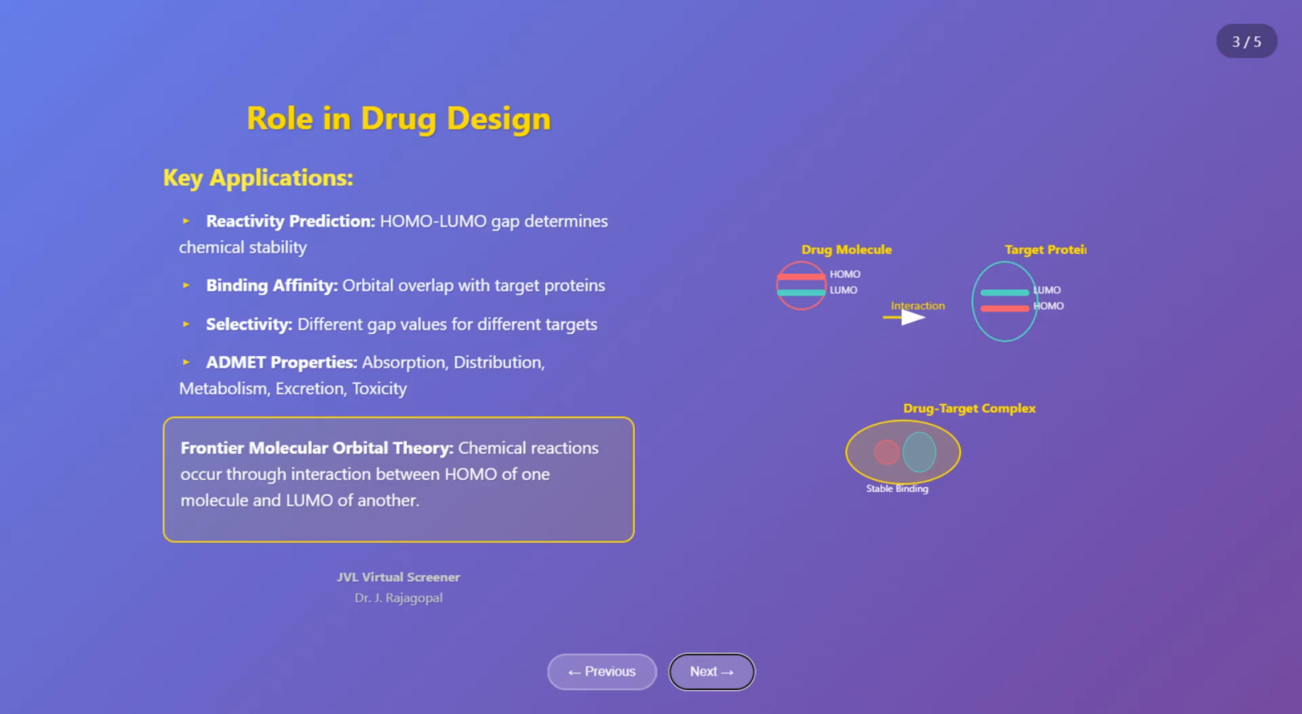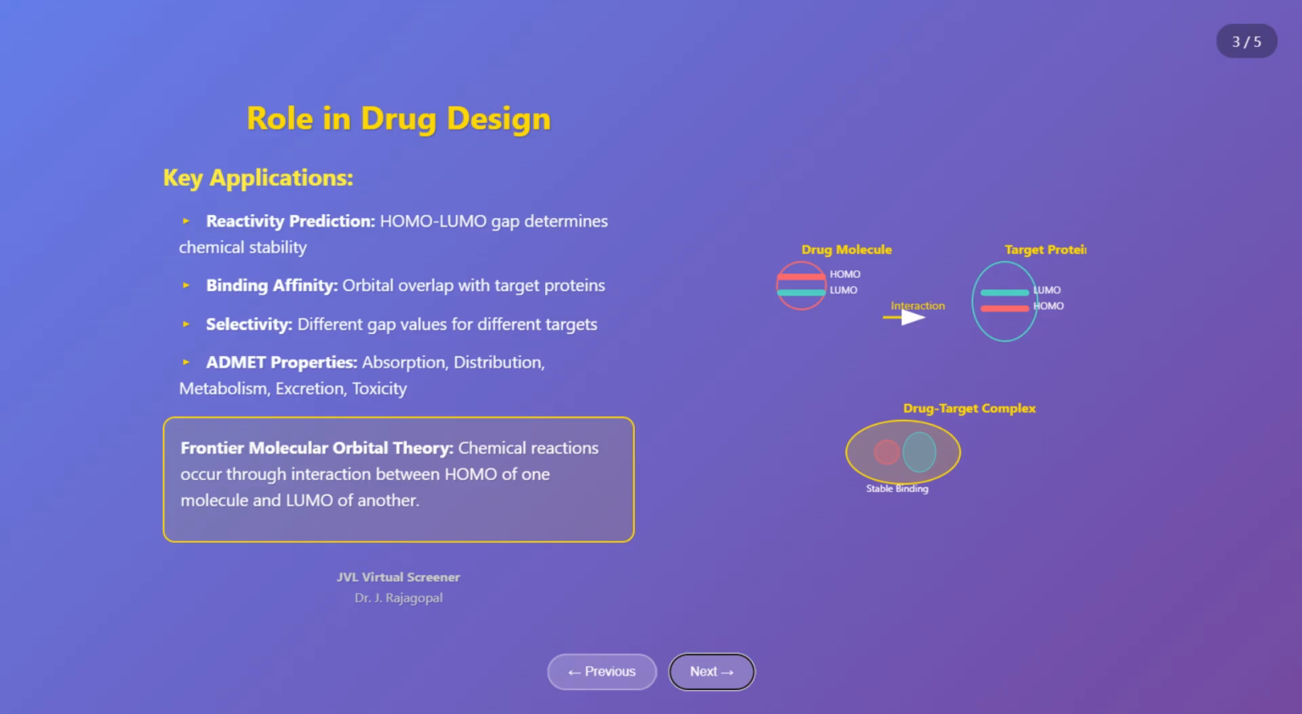Second, binding affinity. When drug molecules bind to target proteins, it's through orbital overlap. The better the overlap between drug HOMO and protein LUMO, or drug LUMO and protein HOMO, the stronger the binding. Third, selectivity. Different targets have different orbital energy levels, so we can design drugs that selectively bind to specific targets.